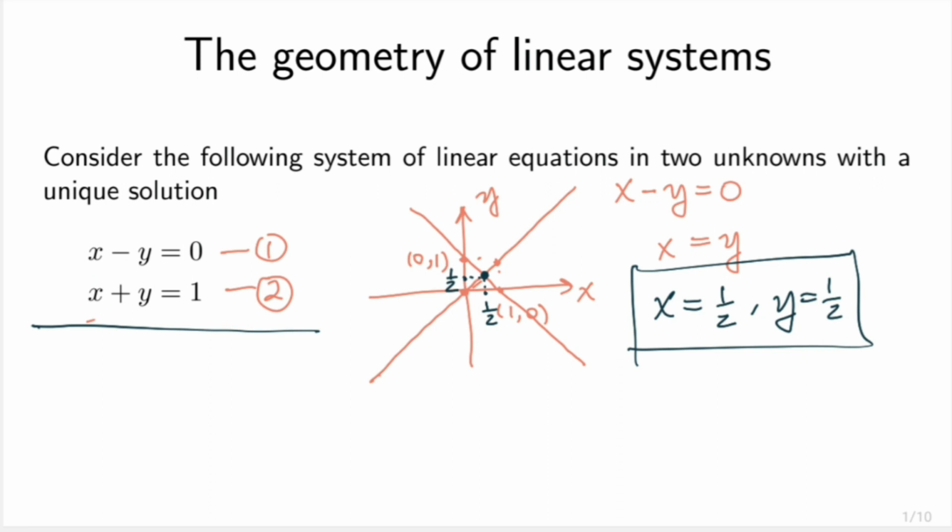One way we can do that is by using elimination. If we add these 2 equations, what do we get? We get 2x. The minus y and the plus y cancel, so we get 2x equals 1. That means that x equals half, which is what we got from reading the graph. And then we can substitute this value, x equals half, back into one of the equations. For instance, if we use equation 1, x minus y equals 0, we already saw that x minus y equals 0 means that x equals y. So if x is half, then y is also half. So that is the solution to the system of equations. Now let's look at another system.